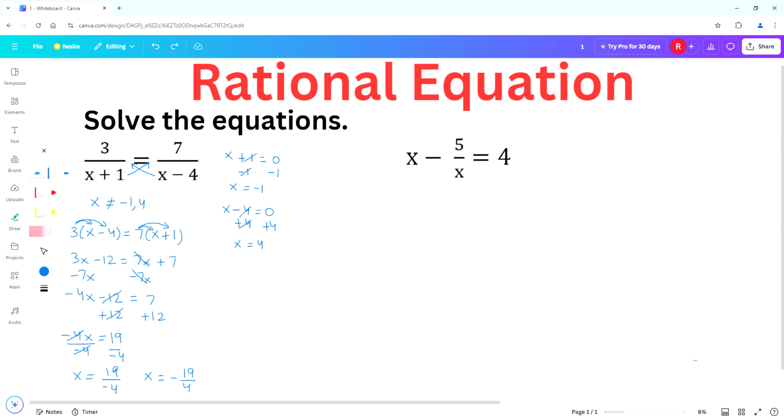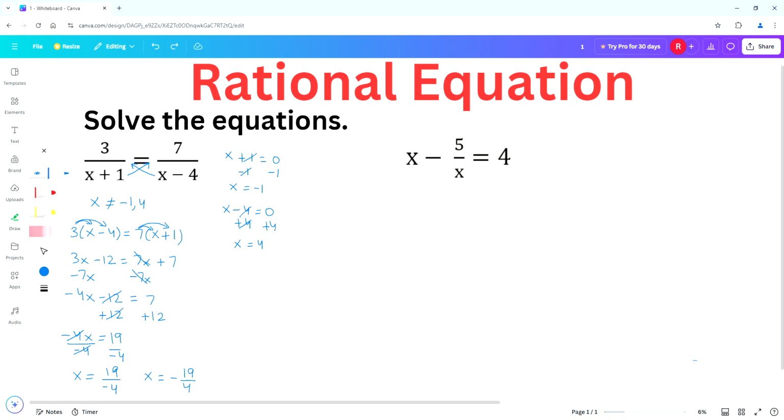The solution x equals negative 19 over 4 is not among the restrictions we found for this rational function equation. So that means x equals negative 19 over 4 is a valid solution. So we are done with the first equation. Now we can solve the second equation.